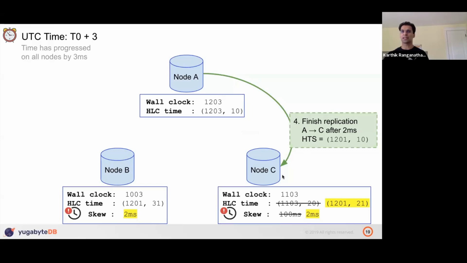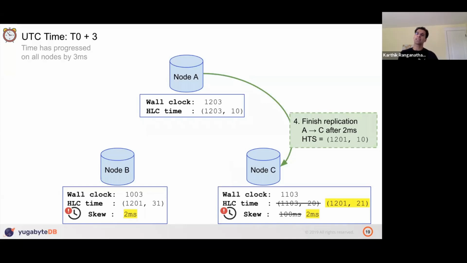And finally C receives that message, and now it's going to update to 1201, and because its own time is 1103, right? So it's going to update this time, while node B, even though its wall clock time moves forward by 1 unit, will not update its HLC, right? So its skew increases to 2 milliseconds, whereas the skew of node C drops to 2 milliseconds from 100. So this is a very quick scheme where the normalization happened very quickly.